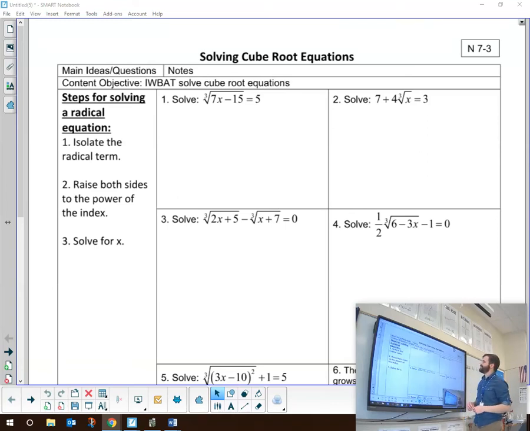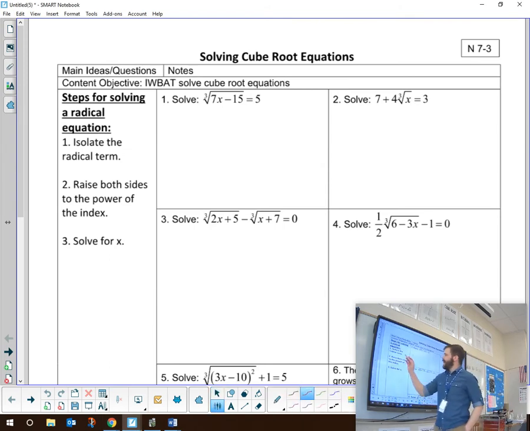Hey guys, today we're going to be talking about solving cube root equations. So cube root equations, as you might imagine, are the opposite or the inverse of cubic equations. And so we solve it in a very similar way. Just like the inverse operation of cubing is cube rooting, the inverse operation of cube rooting is cubing. So we follow three very simple steps.